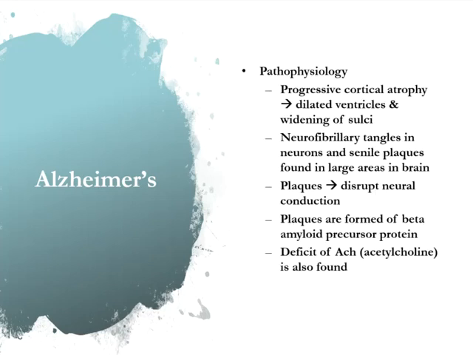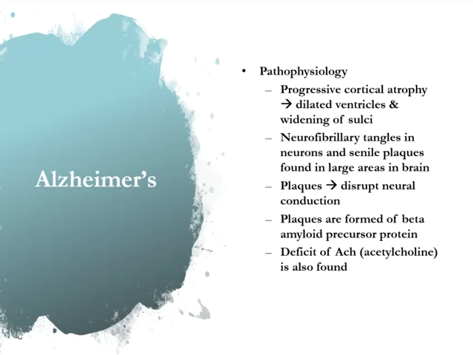Okay, what is the pathophysiology? There is a progressive cortical atrophy, there are dilated ventricles and widening of the sulci, neurofibrillary tangles are seen in the neurons, and senile plaques are found in larger areas in the brain. Plaques disrupt the neural conduction. And what are the plaques made up of? They are made up of the beta amyloid precursor protein.